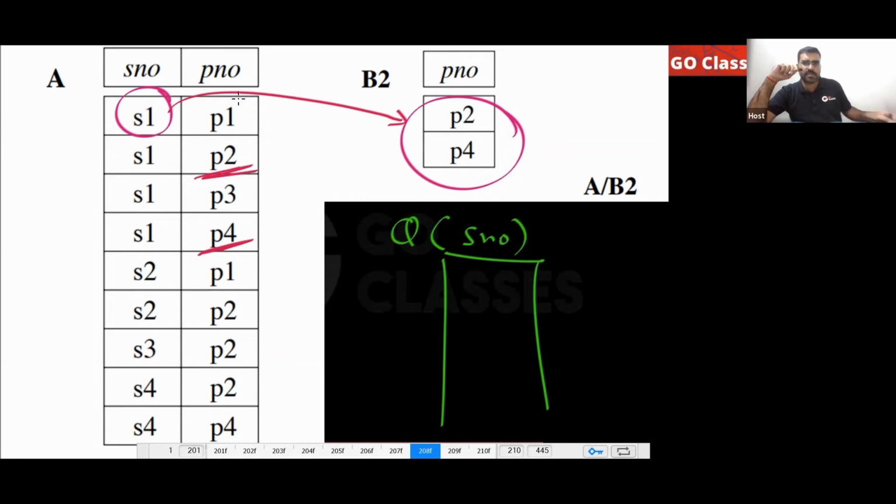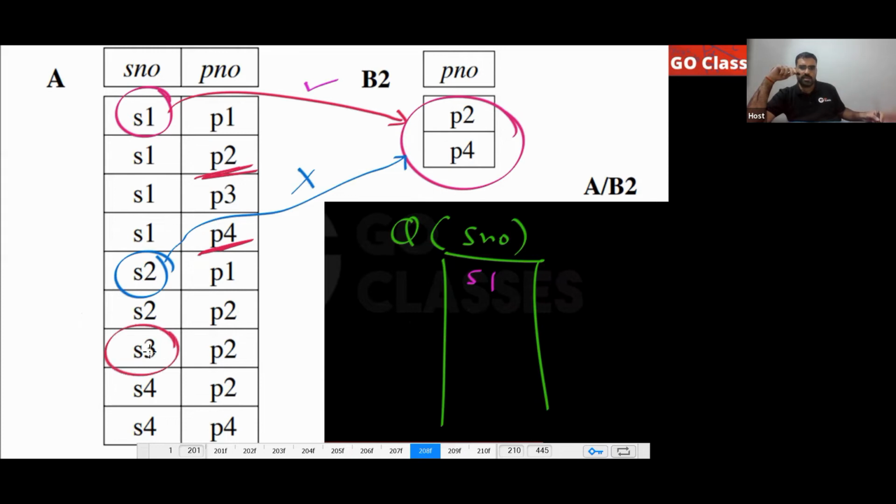So yes, this is correct. So put S1 here. Next, what about S2? Can I say S2 is paired with everything here? S2 is paired with P2, but S2 is not paired with P4. So I can say S2 will not be here. Okay, in this you will not put S2.